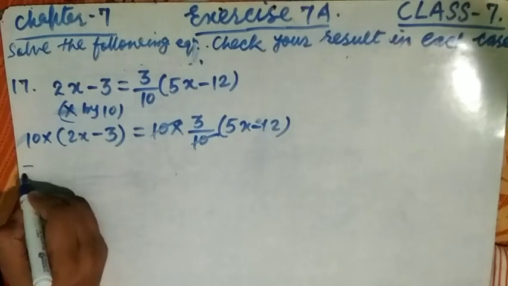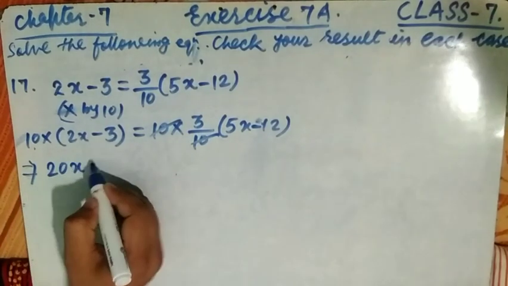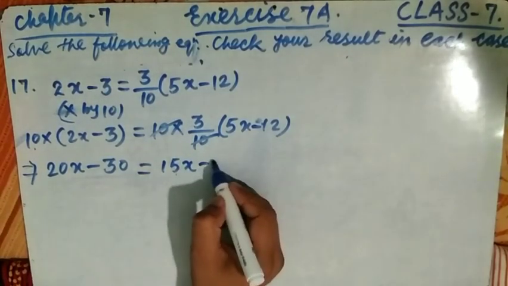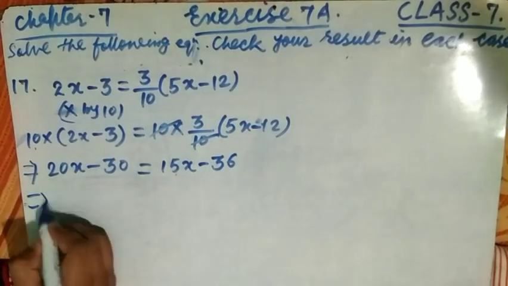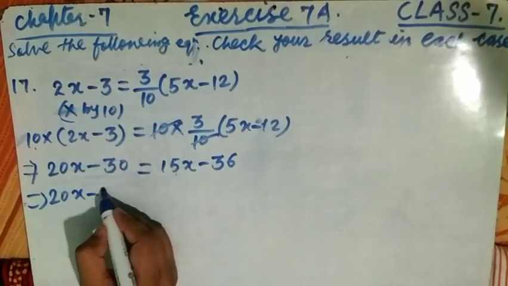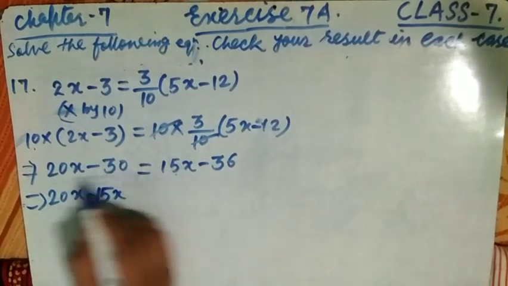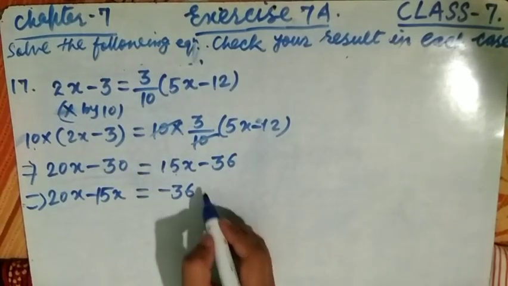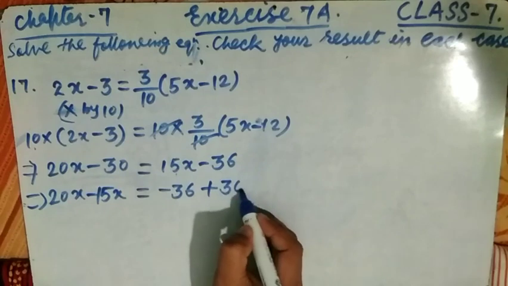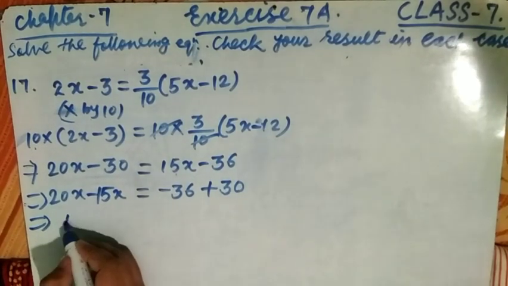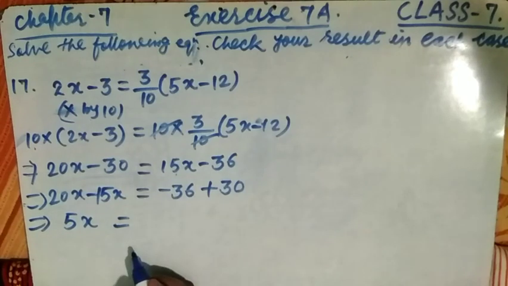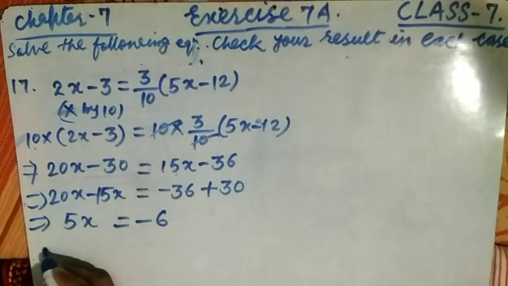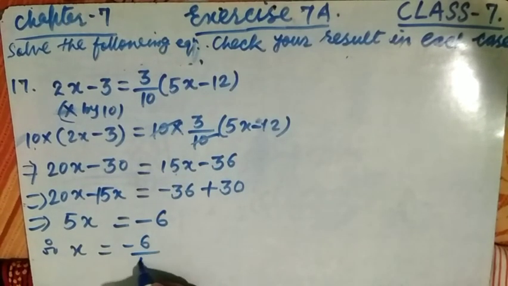10 by 10 cancels, and this 10 is going to be multiplied: 10 times 2x minus 3 gives 20x minus 30. 5 times 3 is 15x, and 12 times 3 is 36. Now bring the x terms to the same side. 15x, and here the minus 36 as it is. Bring this minus 30 to the right-hand side as plus 30. Now this is 5x, and this is minus 6. So x is equal to minus 6 by 5.